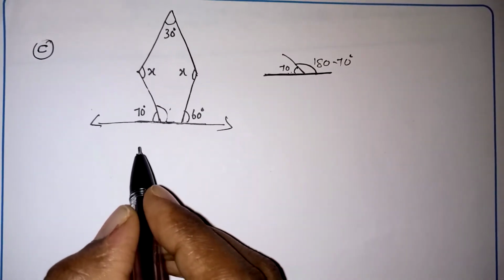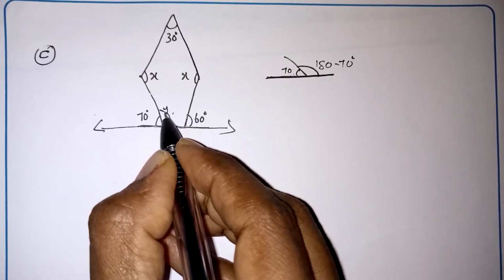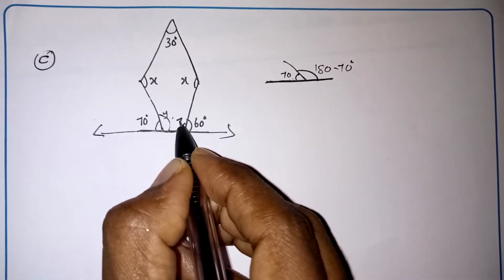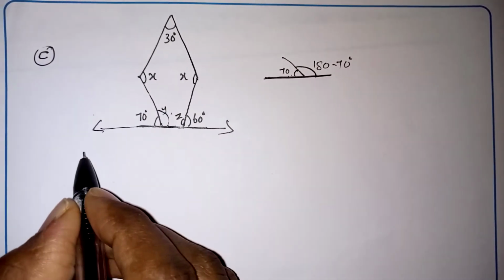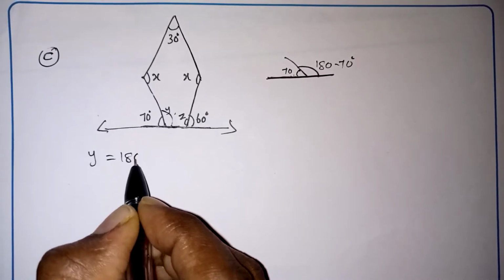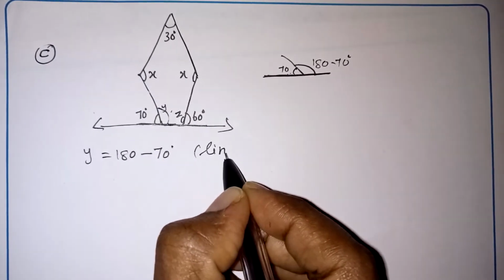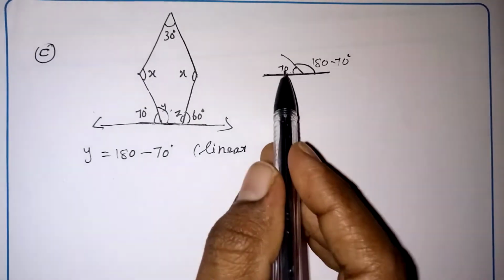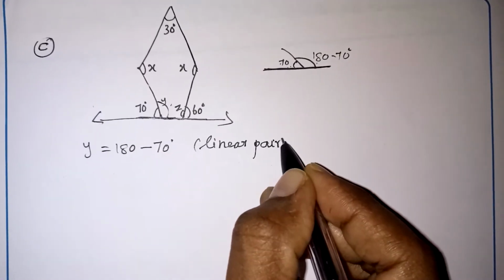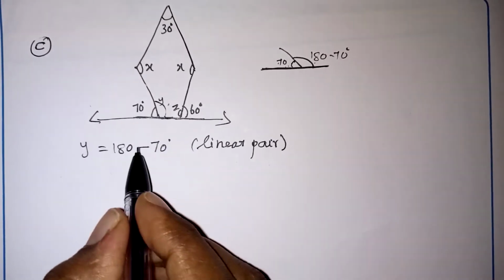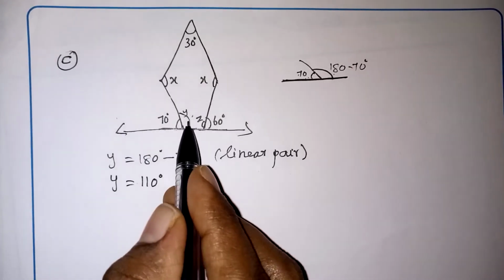Let us take this as y and this as z, to find the values. So y is equal to 180 minus 70 according to the linear pair. Linear pair means the angles which lie on a straight line. So 180 minus 70 will give you 110. So this angle is 110.